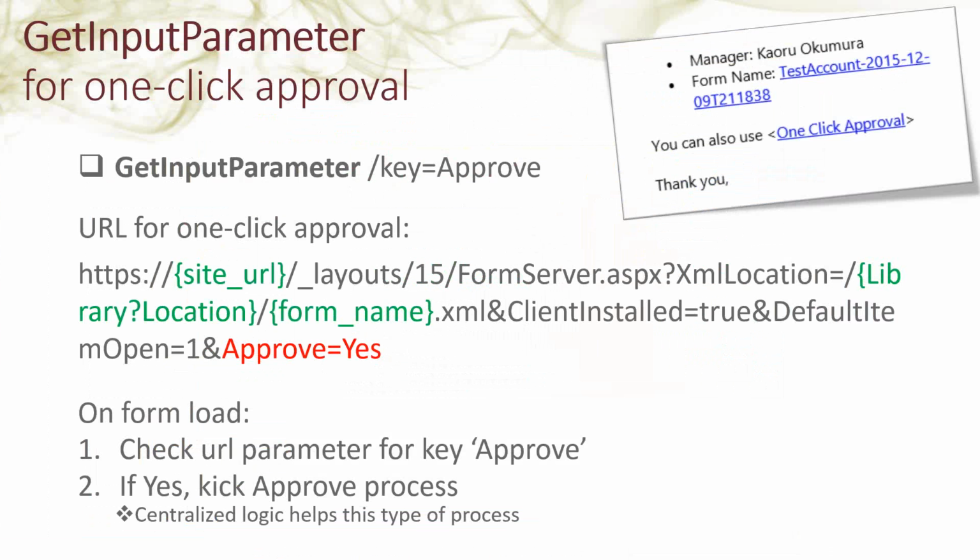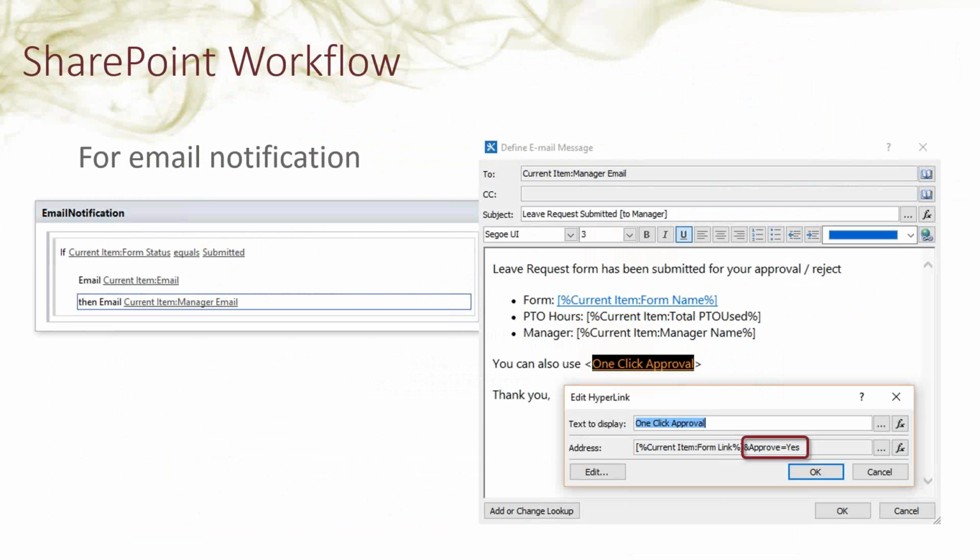Yes, this is a very interesting command, GetInputParameter. And I think we have not covered SharePoint Workflow yet. In SharePoint Workflow, you are going to set a hyperlink for one-click approval with the form link plus approve. Yes, this is the trick.